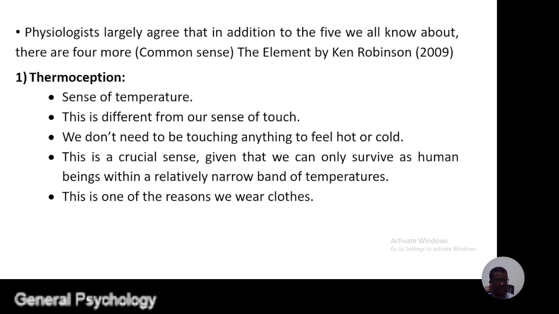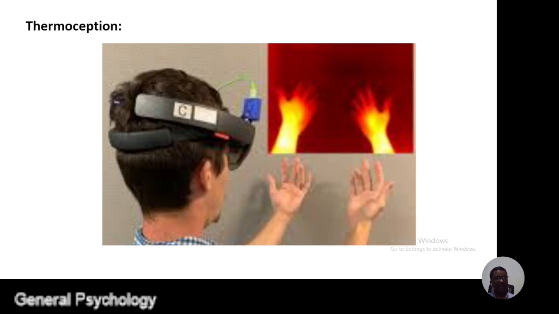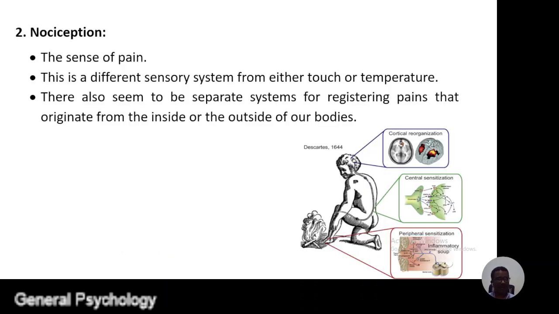This is a crucial sense because we can only survive as human beings within a relatively narrow band of temperatures. This is the reason why we wear different clothes. To adjust our thermoception, we wear different clothes. So this is an example of thermoception, how we feel different temperatures in the environment.